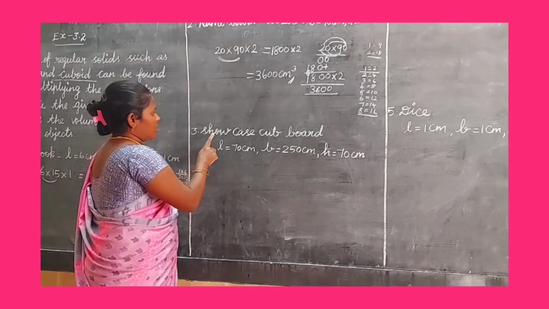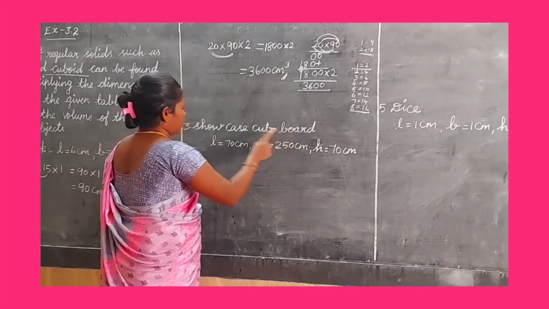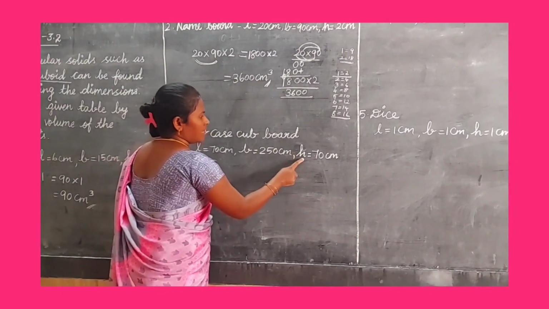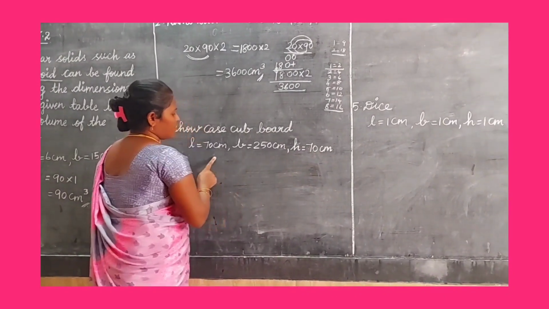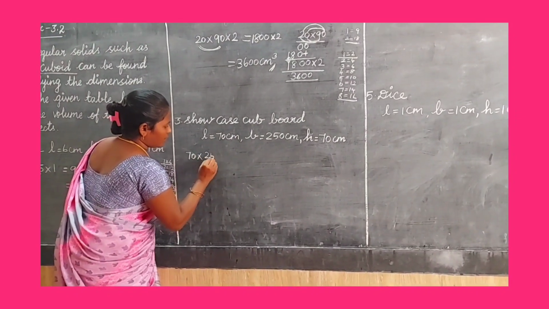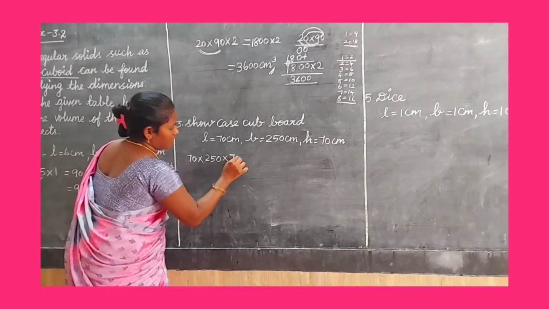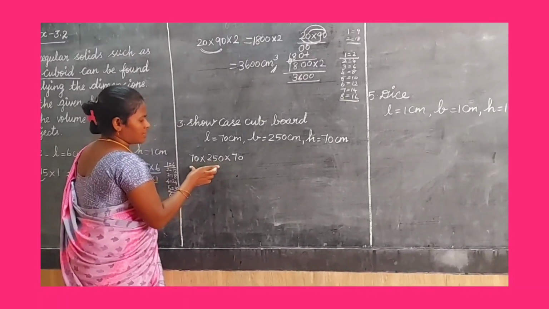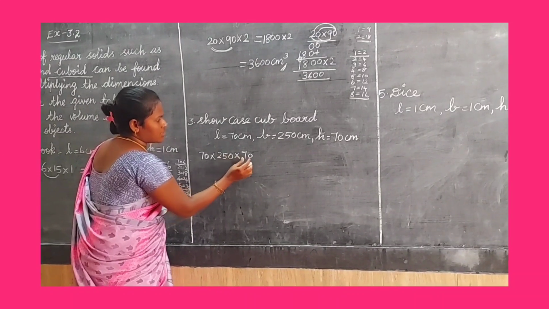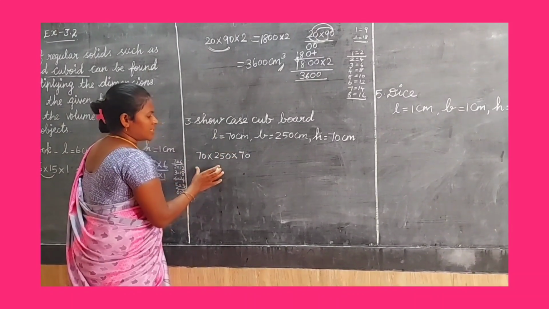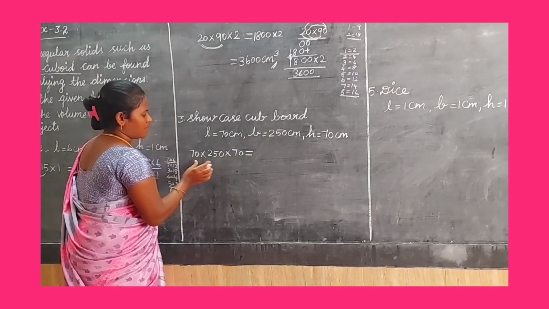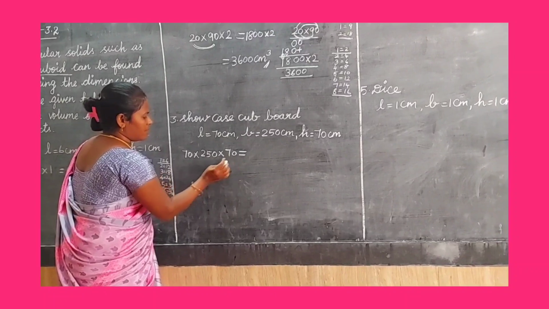Third one, the object name is showcase cupboard. So length value is 70 centimeter, breadth value 250 centimeter, height value 70 centimeter. So 3 values are given. Now write 70 into 250 into 70. Children, 3 values are given. So this value is 2-digit, this is 3-digit, and this is 2-digit. Since the middle value is big, first in an easy way we multiply the 2-digit numbers.